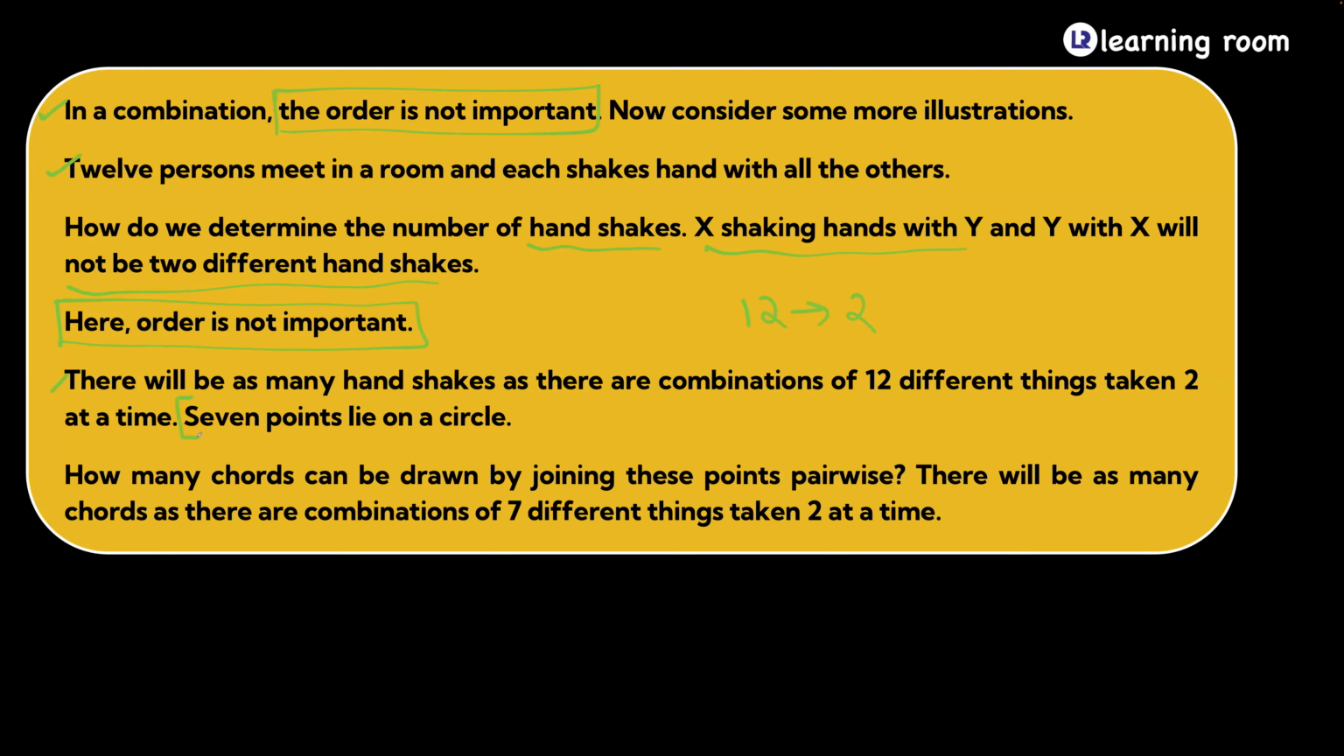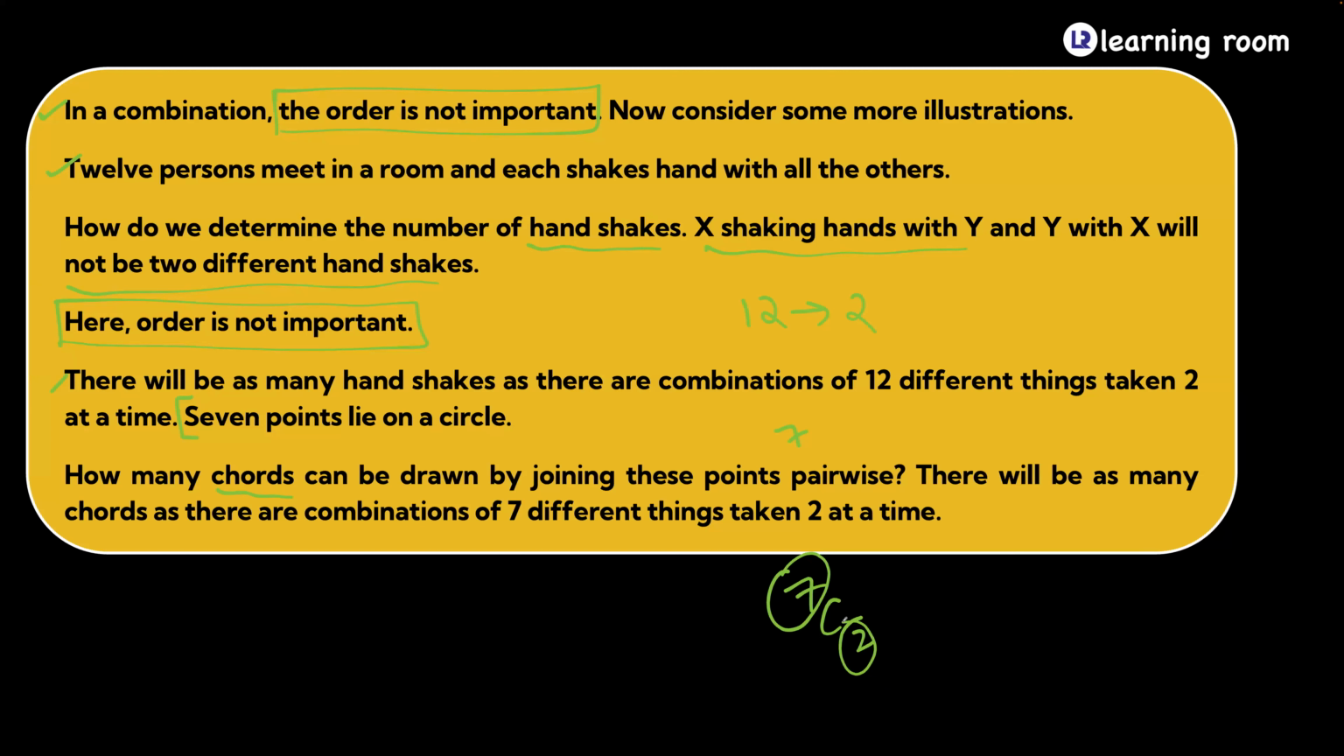So there is another question. There are 7 points lying on a circle. How many chords can be drawn by joining these points pairwise? To form a chord, what is the minimum number of points you need to choose? 2. So out of the 7 points that are available, like how you fill in the blank spaces, you will write something like 7C2. I'll tell you what that C is. It means out of the 7 available points, you choose any 2 points. You make use of any 2 points to form a chord. That is the meaning.